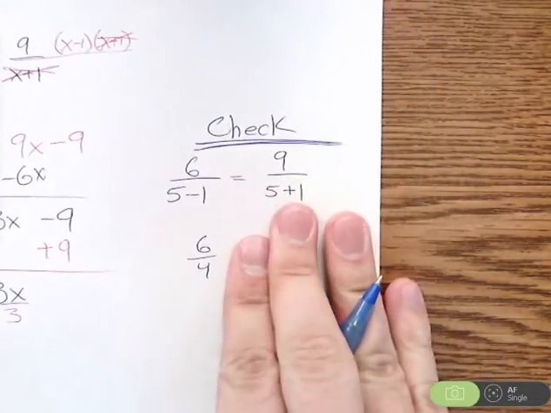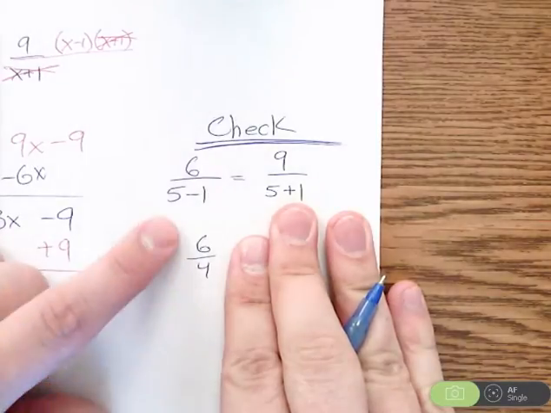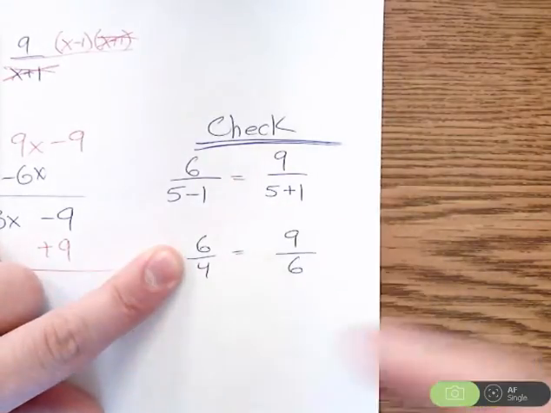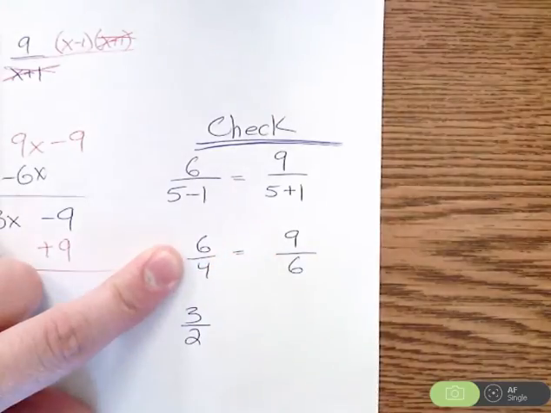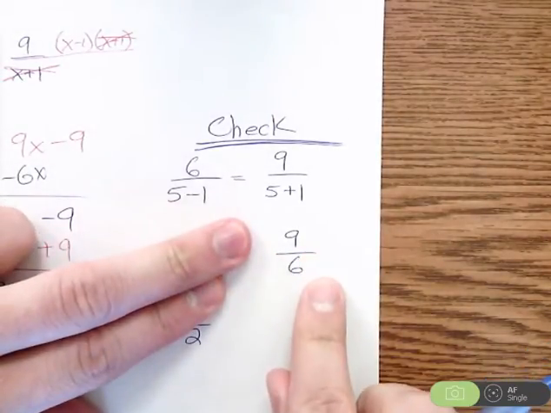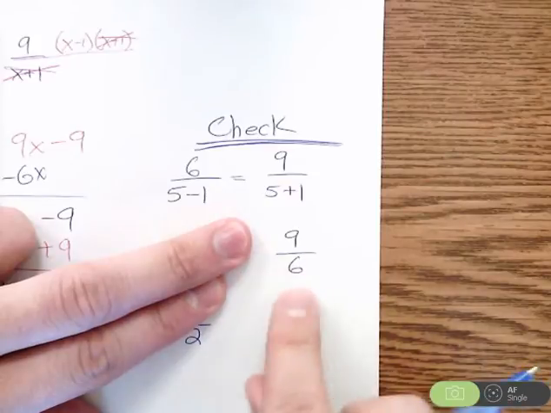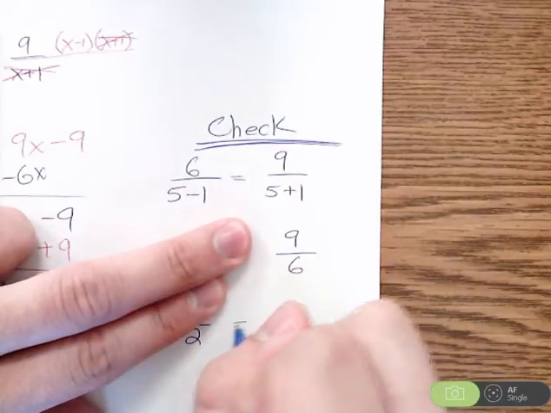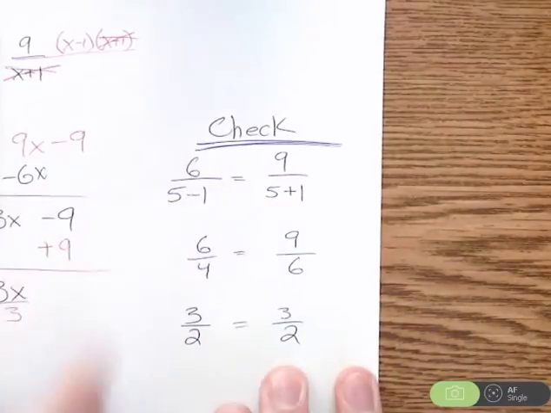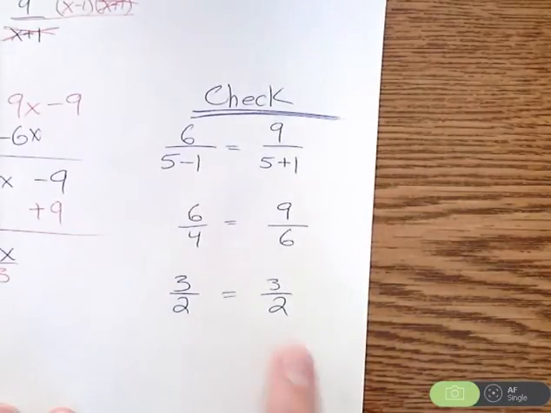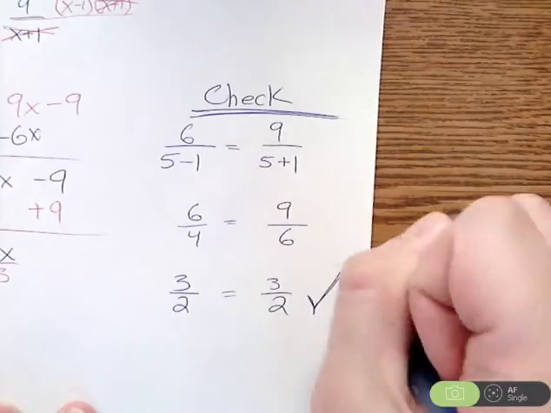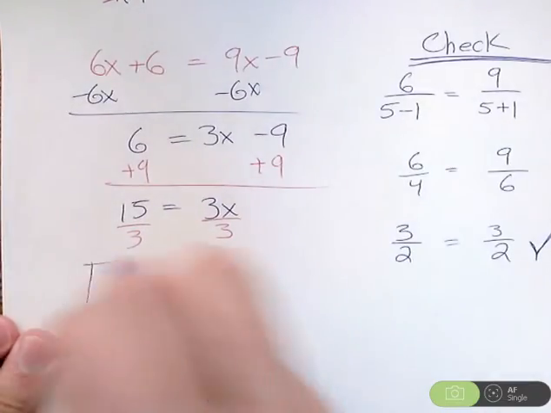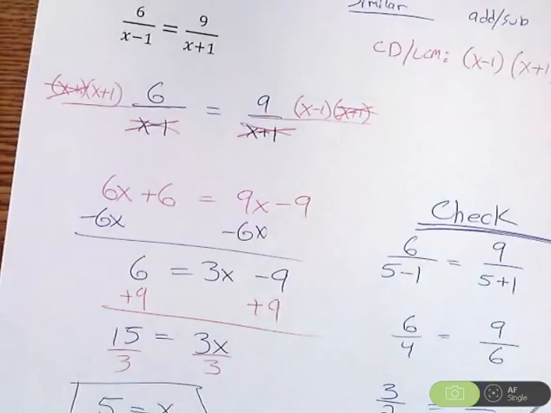Let's reduce the fraction on the left side. 6 over 4, what can we divide both the top and the bottom by? We can divide each by 2, so that gives me 3 over 2. On the right side, I have 9 over 6. Look what I can divide both the top and the bottom by. Divide each by 3, and I get 3 over 2. So as you can see, we get 3 over 2 equals 3 over 2. Those are the same. That means my answer of x equals 5 worked, and that is solving rational equations 1.